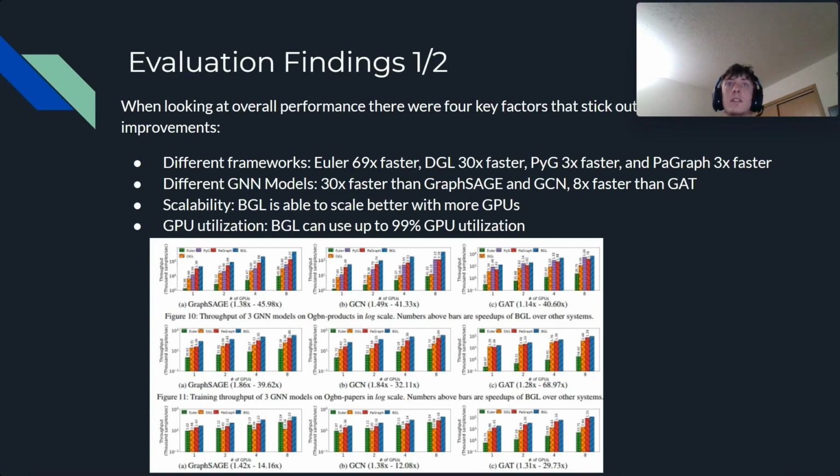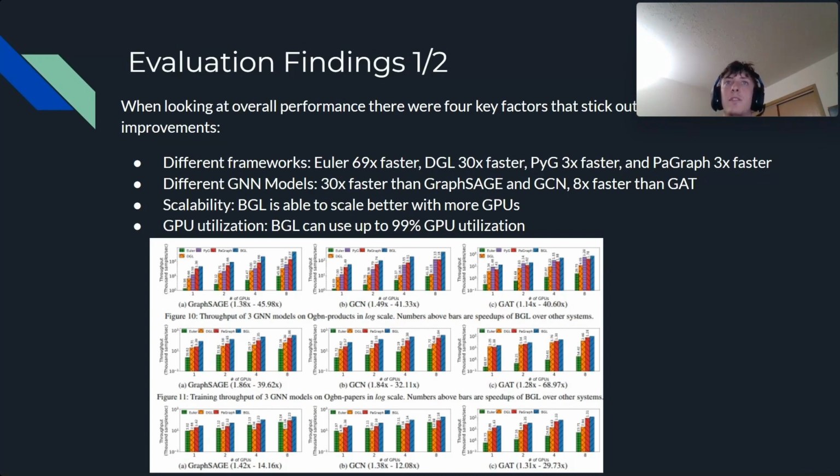Now, let's look at the findings that came from the evaluation presented in the article. We look at the overall performance of the BGL system over many different measurements. When we look at the overall performance, there are 4 key factors that make a major improvement for the system. These factors were all measured using samples per second, which is the key metric throughout the evaluation.